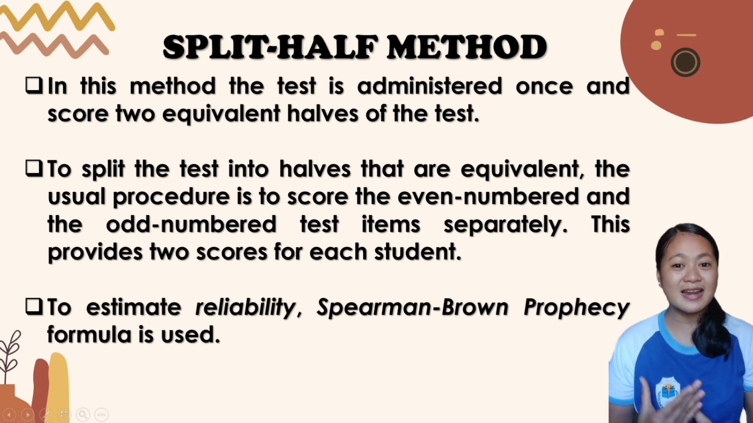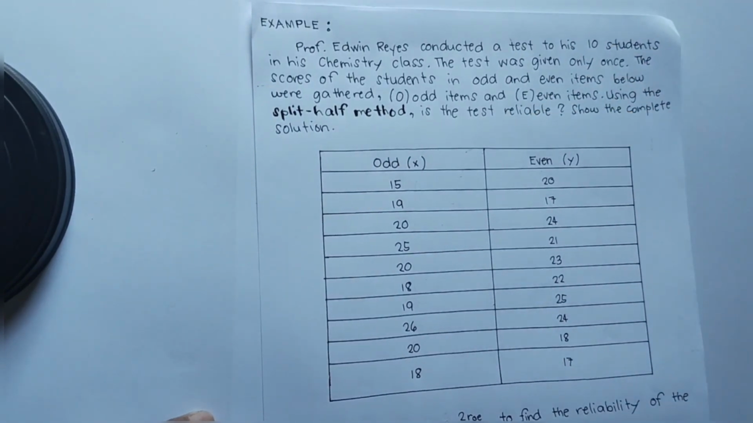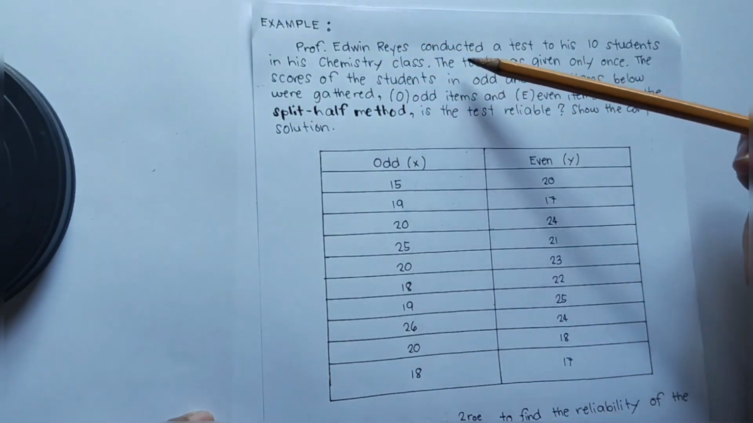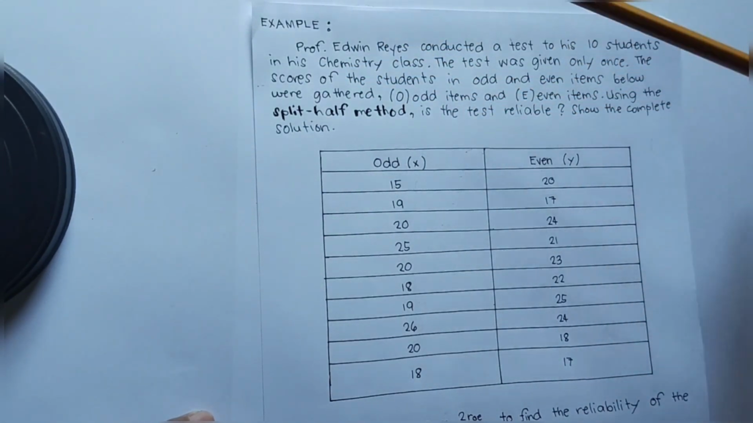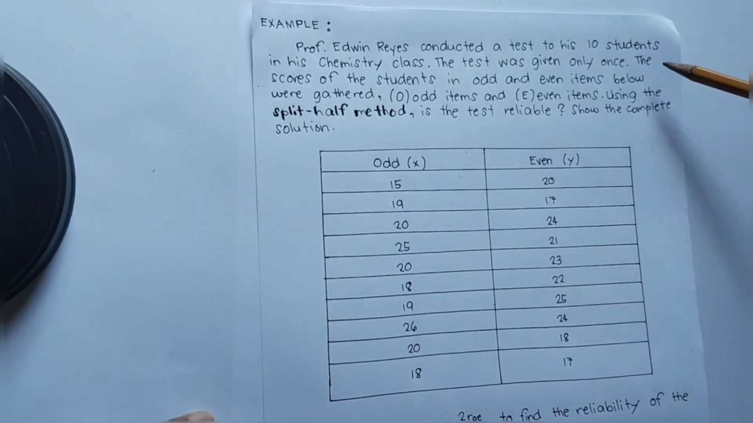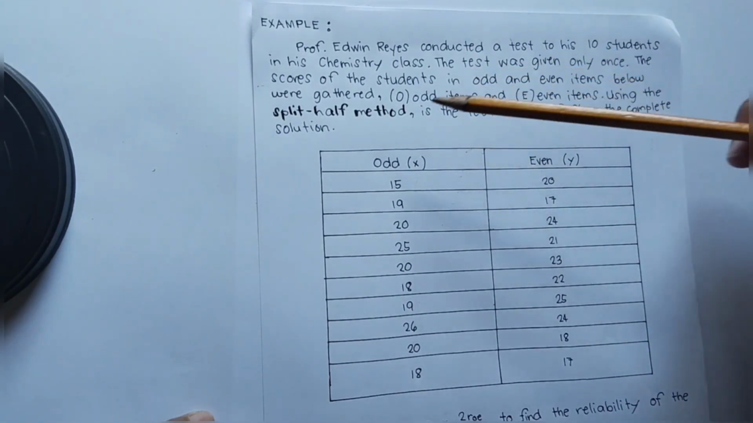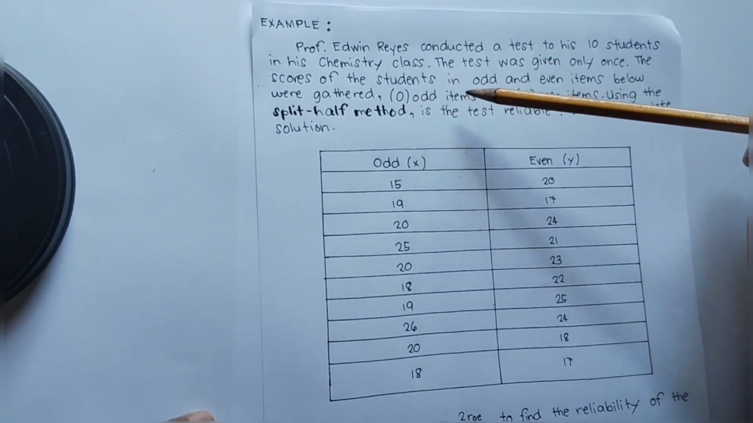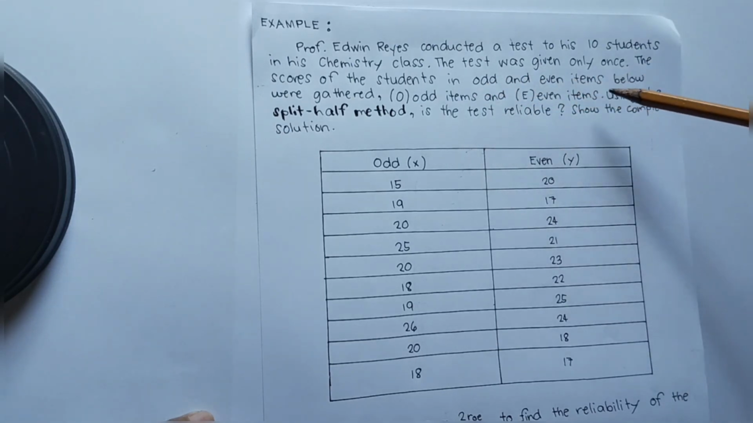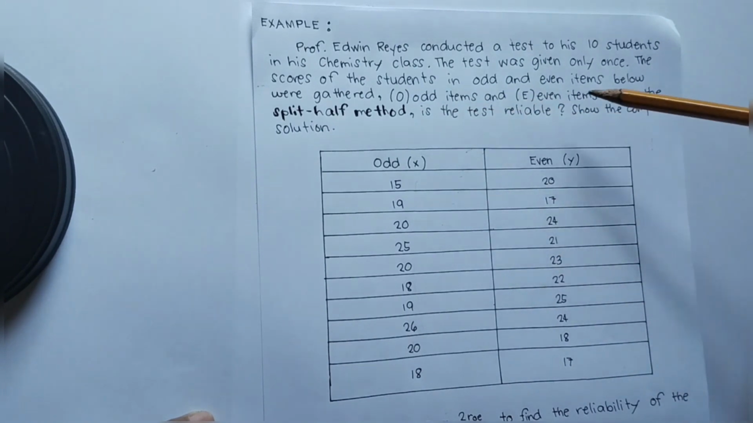Para mas maintindihan natin, may hinanda akong halimbawa. Ito yung halimbawa ng split half method. The situation is, Prof. Edwin Reyes conducted a test to his 10 students in his chemistry class. The test was given only once. The scores for the students in odd and even items below were gathered. O is for odd items and E is for even items. Using the split half method, is the test reliable?